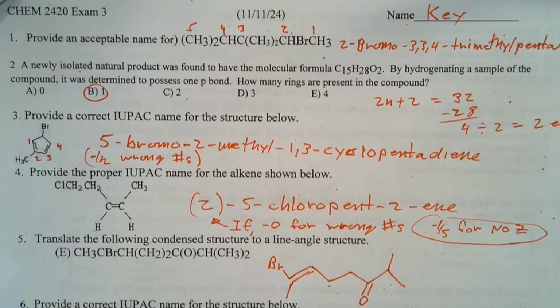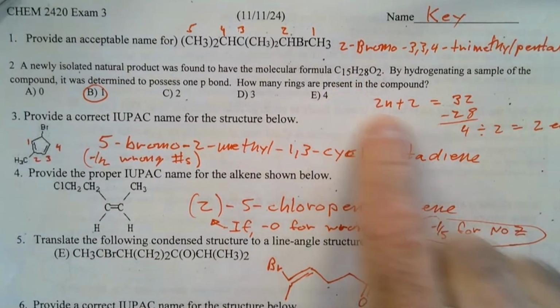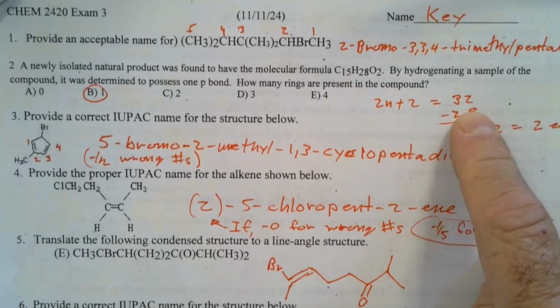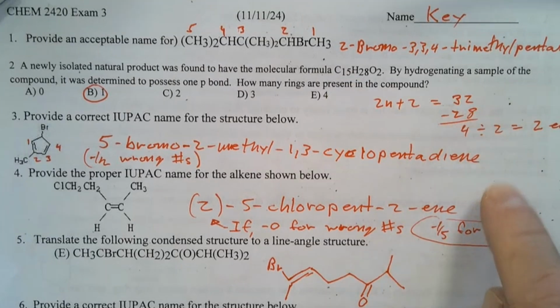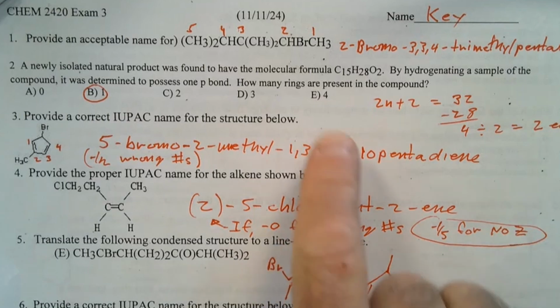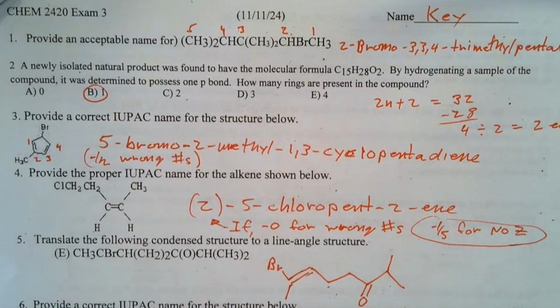So we do our usual thing for 15 carbons. If it's fully saturated, that would be 32 hydrogens. We have 28. That's a difference of 4, dividing by 2. That means there's 2 elements of unsaturation. Elements of unsaturation are caused by rings or pi bonds. Burn one up with the pi bond. That leaves room for 1 ring. Does that make sense? 1 ring and 1 pi bond.